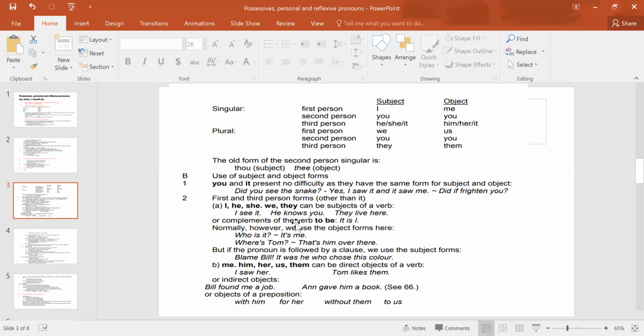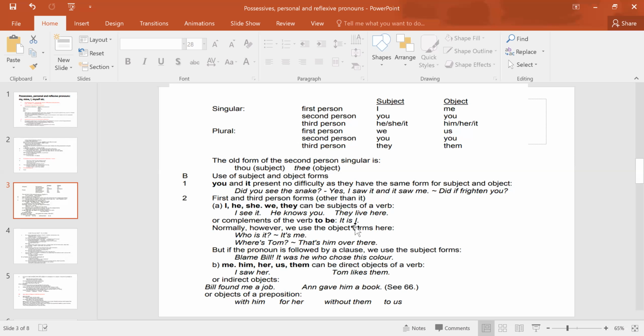can be subjects of a verb, and they are complements of the verb to be as well. For example, it is I. So here I is the complement. It completes the sentence. It is a complement of the verb be. Be means whenever you see is, it means is, am, are, was, were, etc.